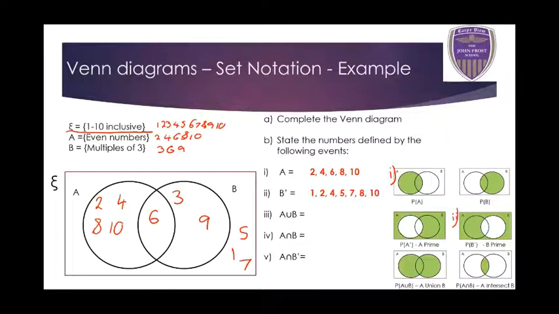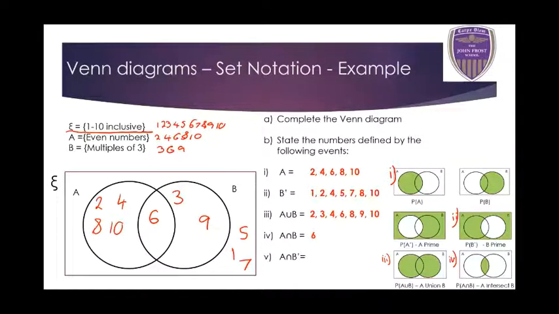The next one, A union B, well, that is going to be this one down here. That's all the numbers contained either within event A or B. So that's all the numbers except 1, 5, and 7, because they aren't an even number or a multiple of 3. Part 4, A intersect B. Well, that's going to be this region here. What numbers are even and a multiple of 3? Well, it's only 6.